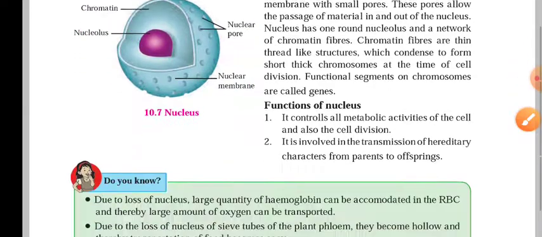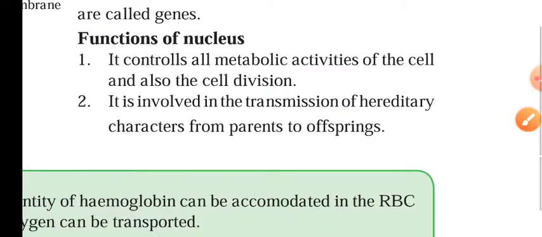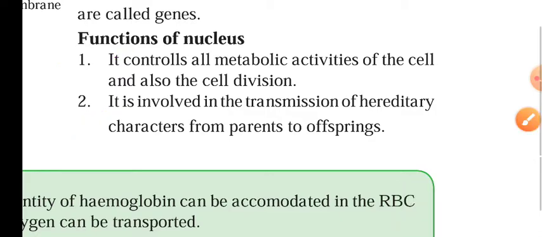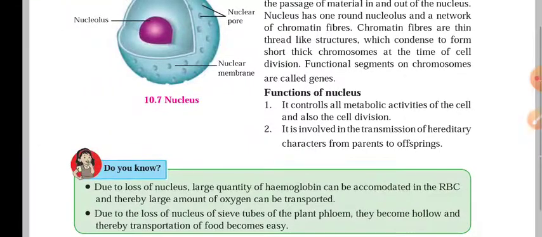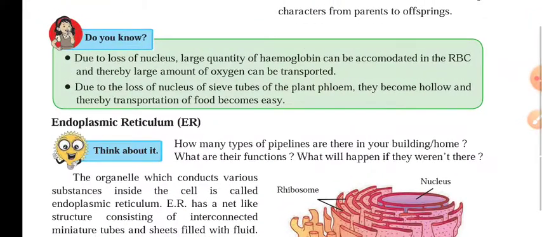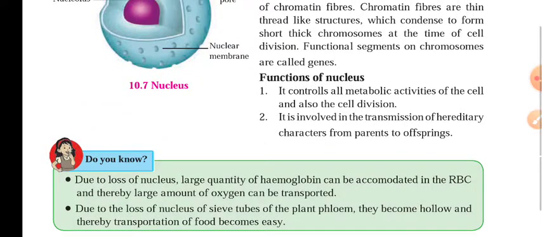Now the functions of the nucleus. It controls all metabolic activities of the cell and also cell division. It is involved in the transmission of hereditary characters from parents to offspring. It carries the genetic information to pass it on from one generation to another. So in this lecture we will cover only up to the nucleus. In the next part we will see some more cell organelles.